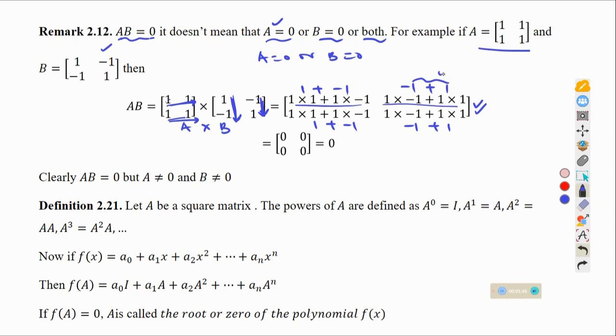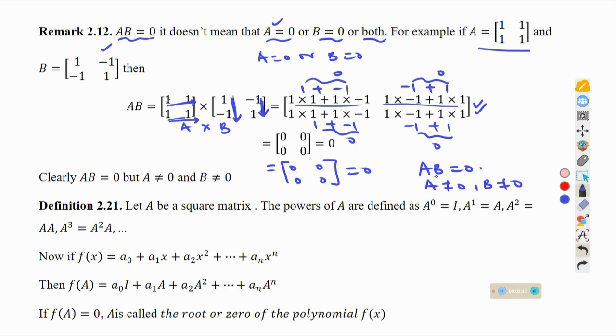So this one here will give us a 0. This one here will give us a 0. This will be 0 and this one here will be 0. So clearly we shall obtain a 0 matrix, that is a matrix that is having zeros. And clearly we can easily see that AB is equal to 0. But we can easily see that A is not equal to 0 and B is not equal to 0.